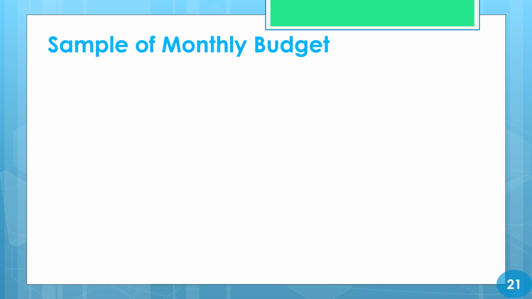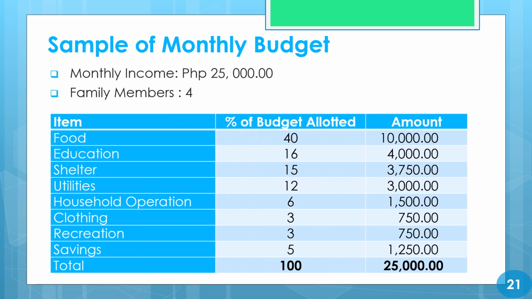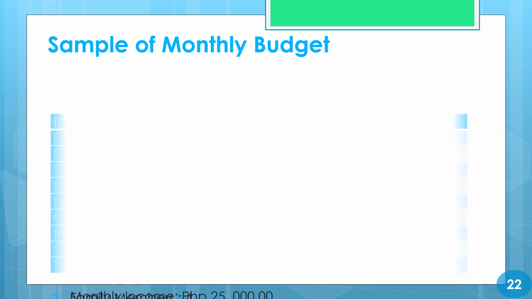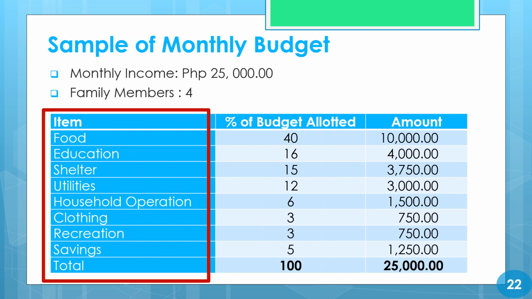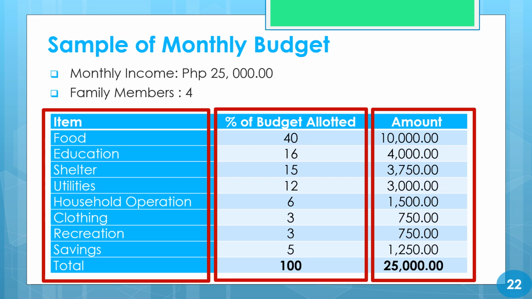Below is an example of how a family divides the family resources for their basic and social needs. The family has a monthly income of 25,000 pesos and the family is composed of 4 members. The chart was divided into 3 columns. The first column shows the basic and social needs of the family, like food, education, shelter, utilities, household operation, clothing, recreation, and savings. The second column shows how many percent has been allotted to each need. And the last column shows how much the budget is for every need.